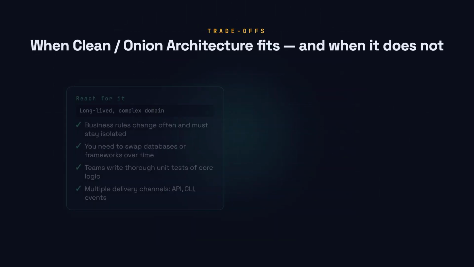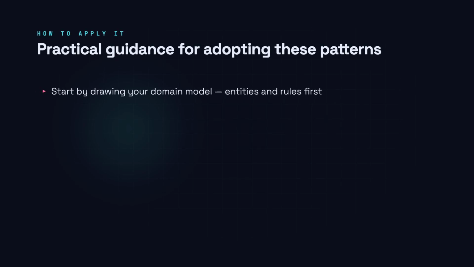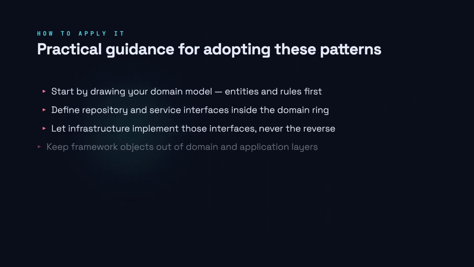Clean and onion architecture shine when your domain is rich and long-lived, when business rules evolve independently of infrastructure, or when you need to test core logic in complete isolation. They are a poor fit for simple applications, where most operations are just reading and writing records, because the extra layers of interfaces and adapters add real cost in code volume and in direction, without giving you meaningful protection in return.